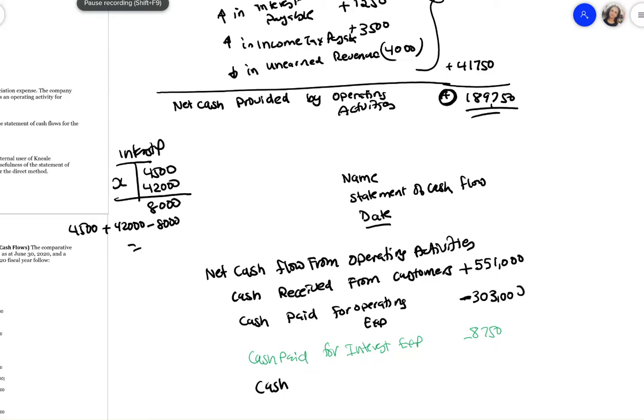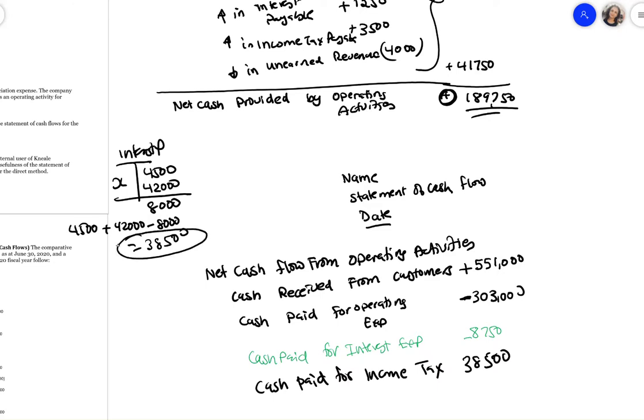So the next one we are going to deal with is cash paid for income tax payable. So that was our next one that we just calculated, cash paid for income tax payable, and it came out to be 38,500. So cash paid for income tax, and we paid 38,500. And this is how we found out the cash we paid for the income tax payable.